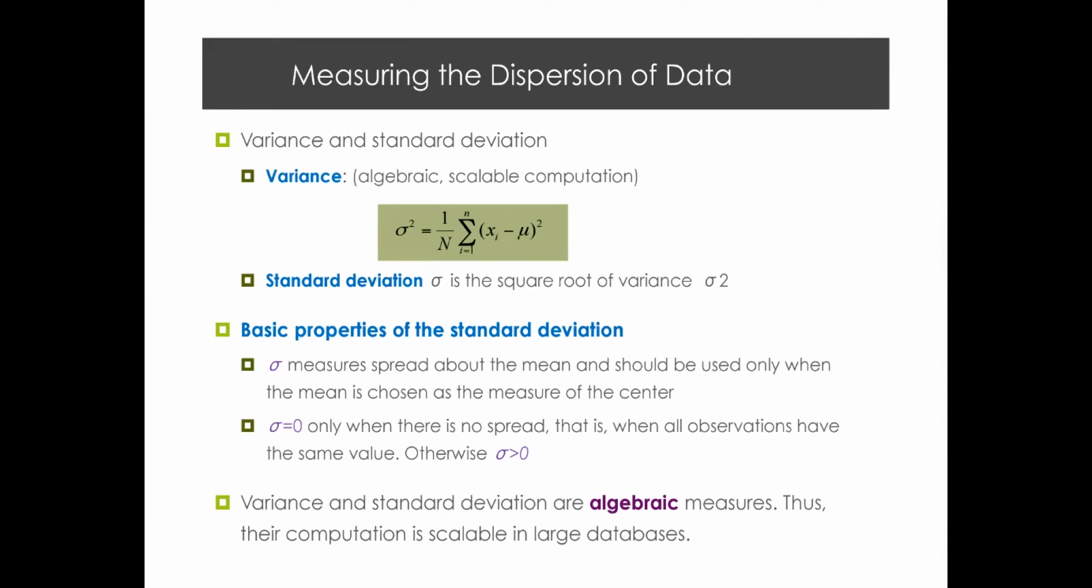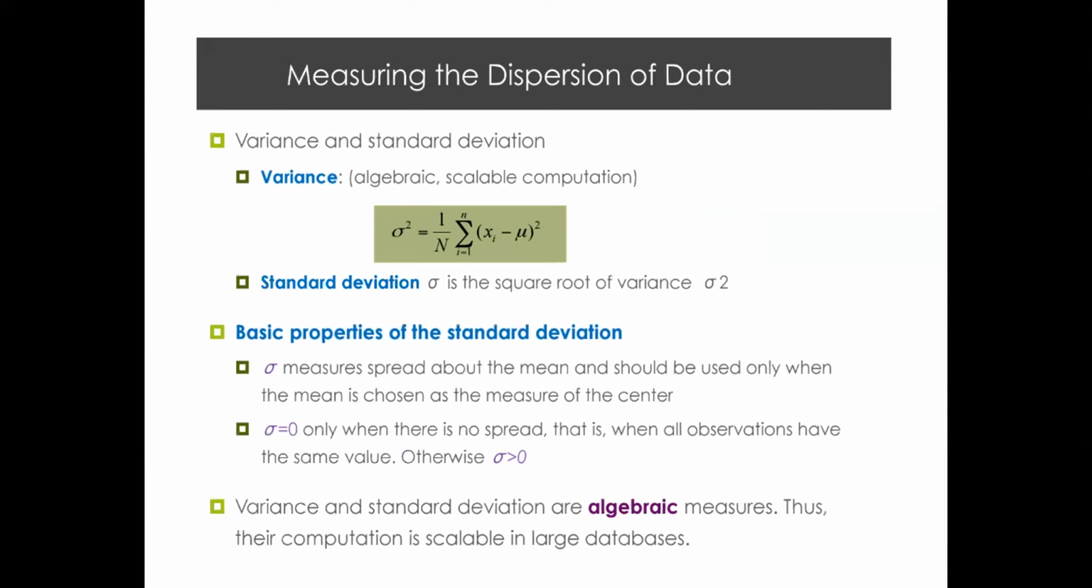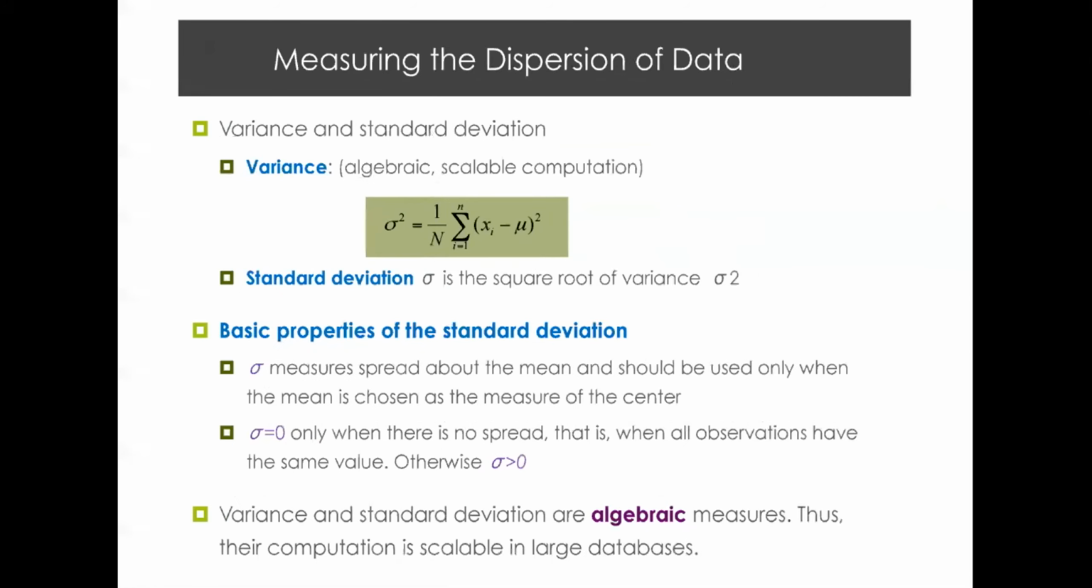Variance squared equals 1 by n, summation of i equals 1 to n, x of i minus mu, whole squared. That is simply how you can find the value of the variance, and in a similar way, the standard deviation.